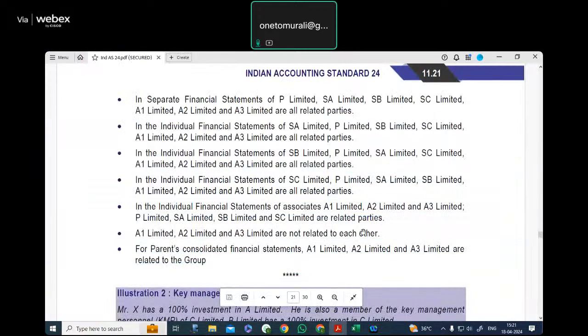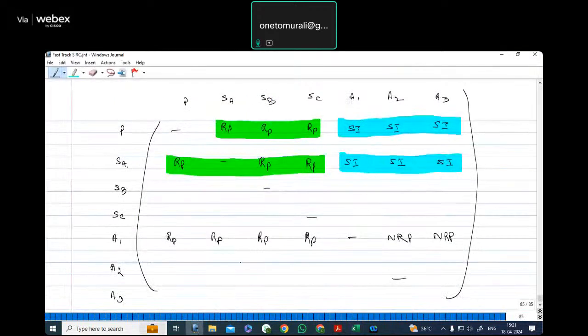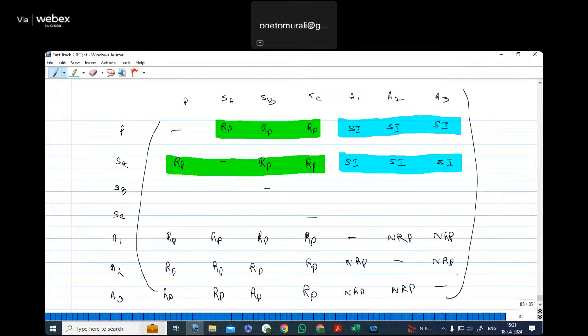That is what they have mentioned. A1, A2 and A3 are not related to each other. So the same subject matter only they have repeated. Related party, related party, related party, related party, not related party, not related party. So here we can also complete that. No big deal.